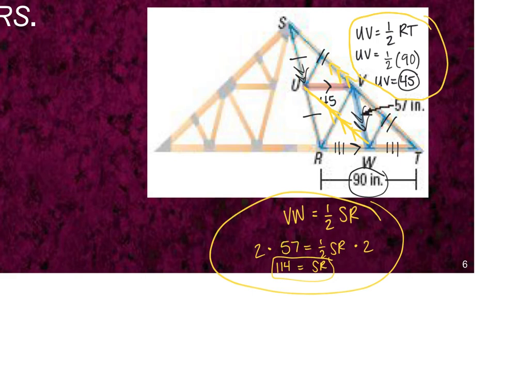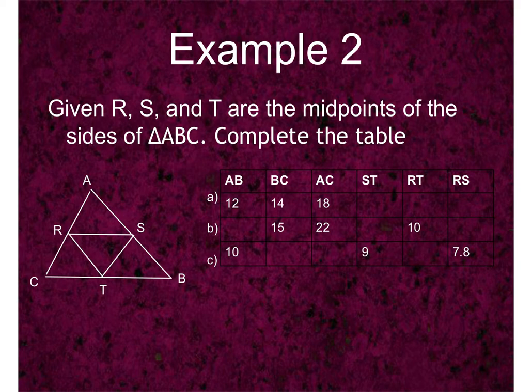All right, let's do example 2. Given R, S, and T are the midpoints of the sides of triangle ABC, complete the table. We do this one together and then we do it by ourselves. Savannah, give it to me. I got ST, it's 9. Do we agree? Yes, she's right. How'd you get it?